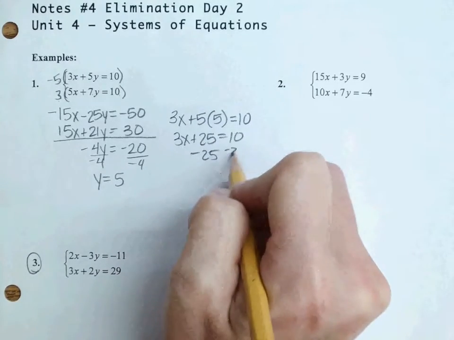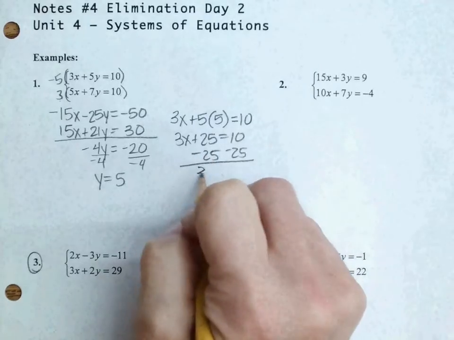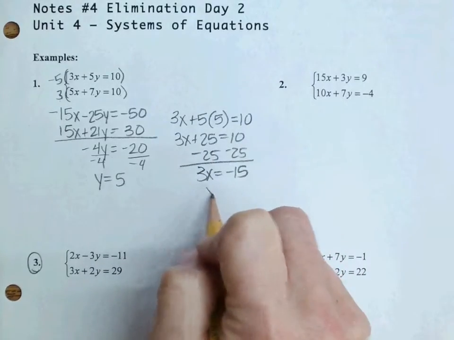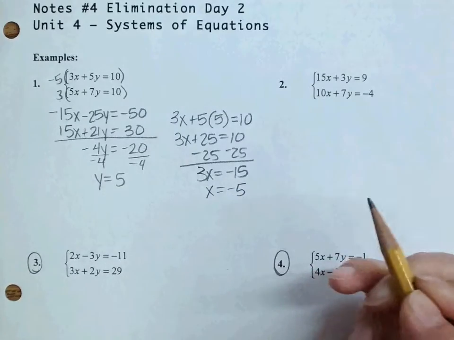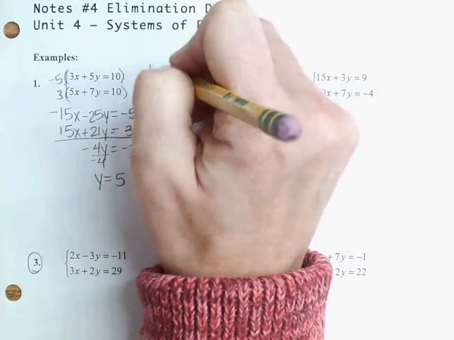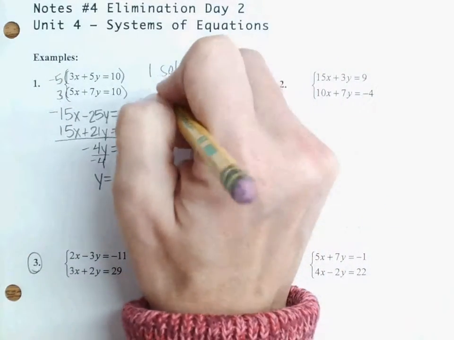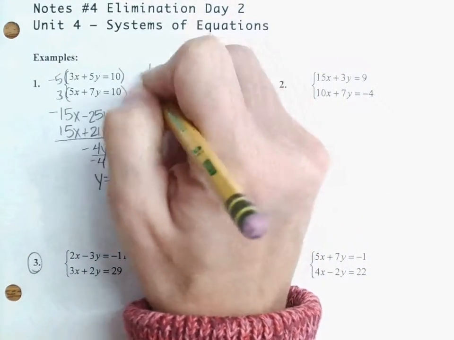And so we get 3x plus 25 equal to 10. Subtract 25 from both sides. I have 3x is equal to negative 15. X is equal to negative 5. So in this case, I have one solution with the ordered pair of negative 5, 5.